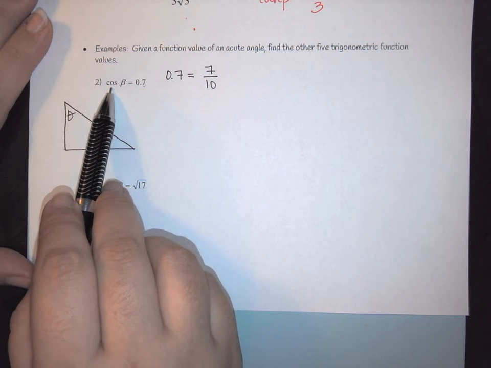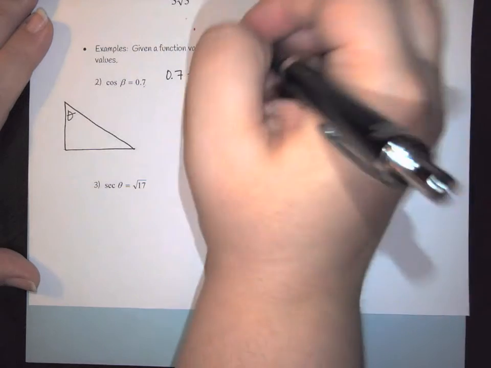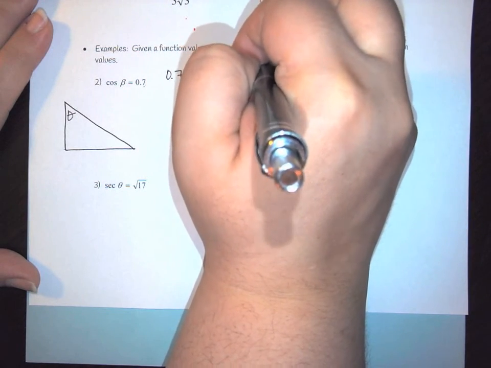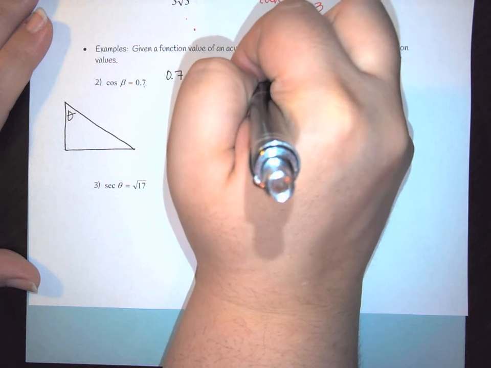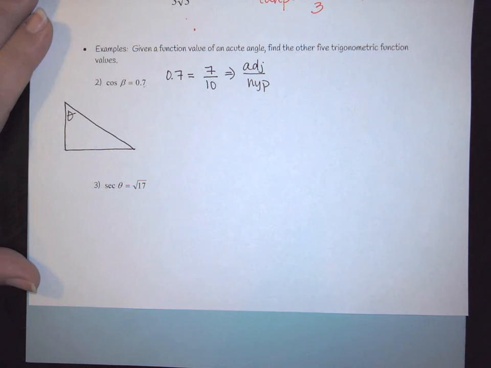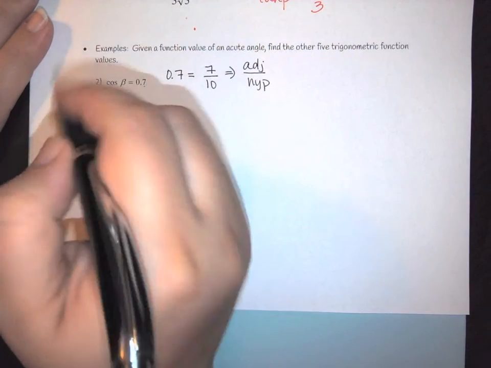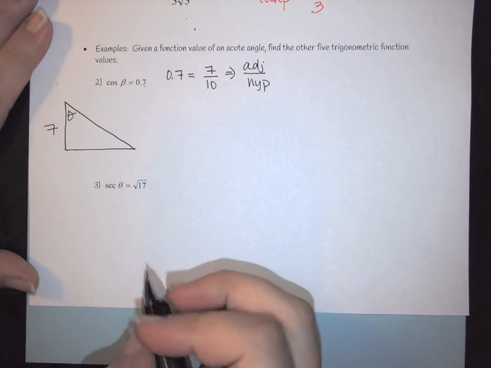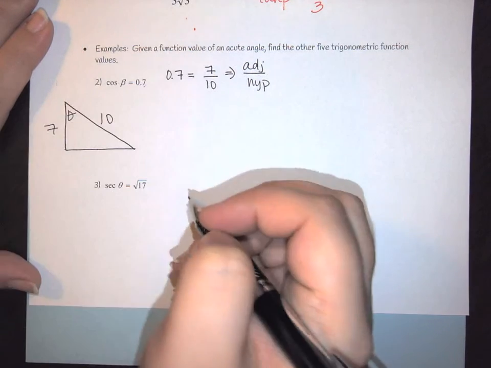And I know cosine is adjacent over hypotenuse. So this means when I'm looking at it, I have adjacent over my hypotenuse. And so I can input those values. Adjacent is the value next to it, so this would be a 7 on this side. Hypotenuse is the long side. This would be a 10.